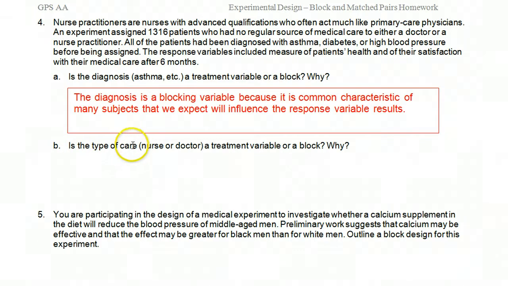On the other hand, the type of care, the nurse versus the doctor, is that a treatment variable or a block? Well, that's clearly the treatment variable. A block is some sort of a pre-existing characteristic of the subjects. Whether or not the subject gets a nurse or a doctor, that's an experimental condition, so that makes it a treatment.